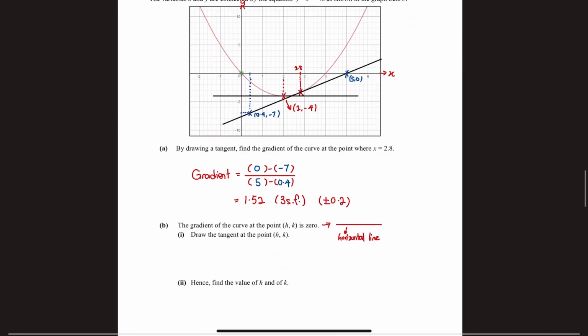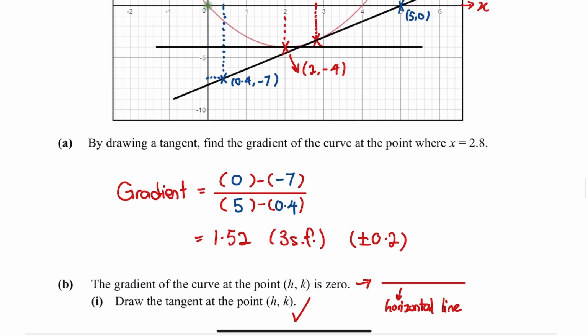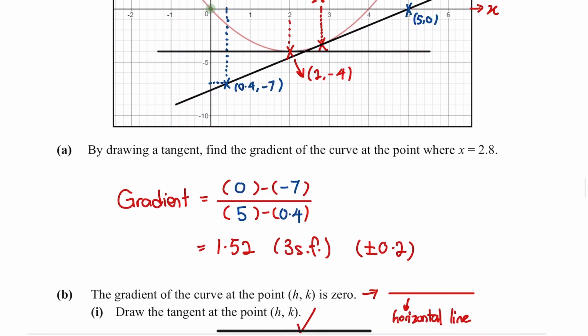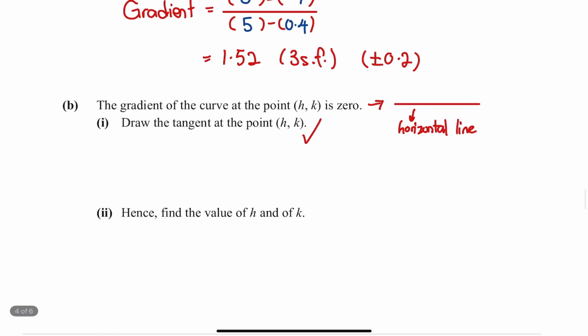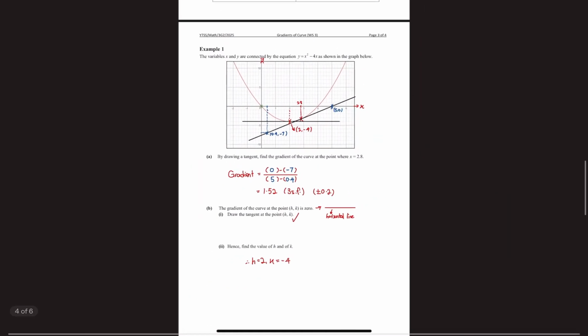Okay, so very simply, draw the tangent, done. Part 2, hence find the value of h, k. Since this is the coordinates, h is 2, k is -4. So very simply, therefore, h is equal to 2 and k is equal to -4. And this is for part 1 and part 2. Alright, so this is for example 1.